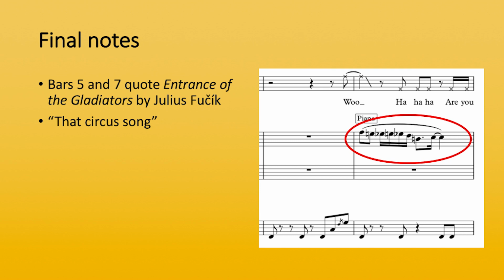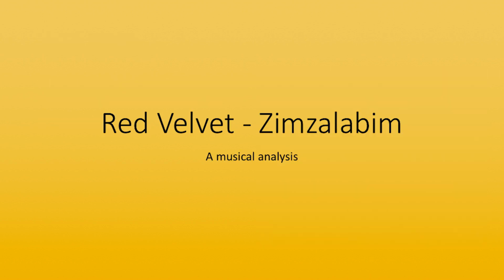Just some final notes. Bars 5 and 7 quote the piece Entrance of the Gladiators by Julius Fučík. Most people will know that as that circus song, which is always played when clowns come out in the circus or whatnot. I guess that's the circusy vibe that they're going for, especially in the music video. So just listen out for that. It's quite quiet, but see if you can spot that. All right, here's the piece with my score analysis.